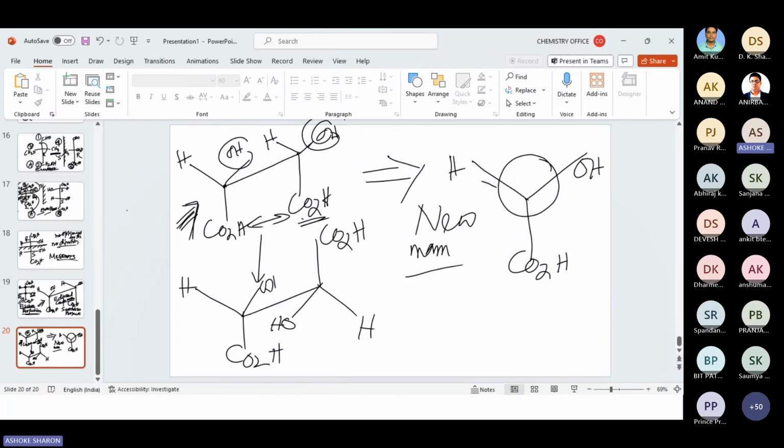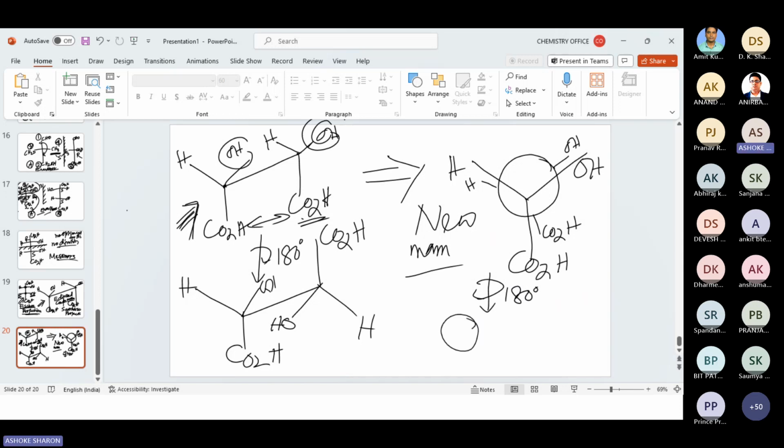So I can write it this way: H, OH, and CO2H. So this is the eclipsed structure of the Newman projection formula. Now if I rotate the molecule 180 degrees, what will we observe? What will you get here after the 180 degree rotation?